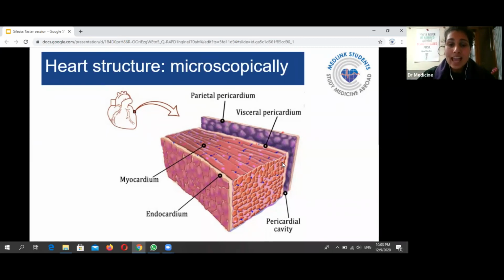Then you've got the endocardium, which is the inner layer, and then you have the pericardium. And there are two types of pericardium. There's the parietal and there's the visceral. So the visceral is in contact with organs, and the parietal is in contact with the skin. Okay.